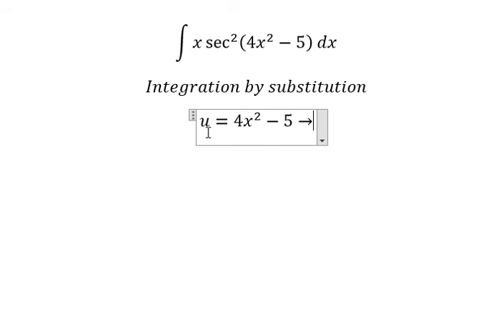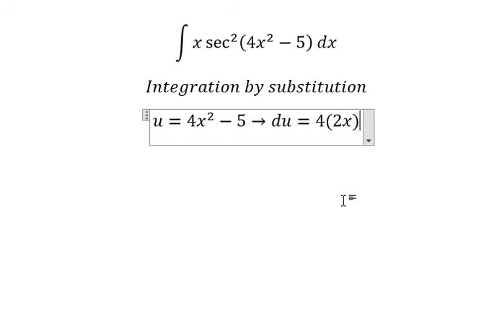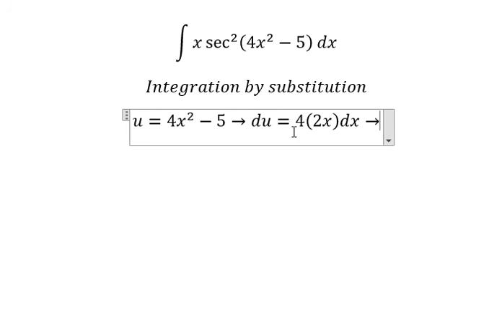Later we need to first take the derivative of both sides. This one gives 8x, and this one is a constant, so you get 0. Because we don't have 8, we need to divide both sides by 8.